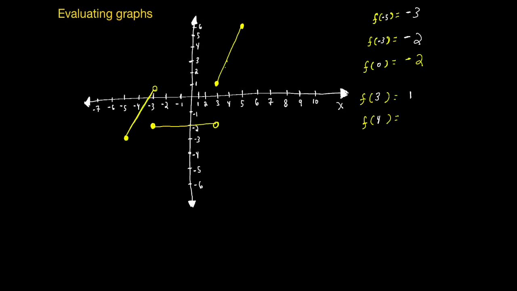And then finally f of 4. 4 is right here. So let's see what value gets hit on the graph. And the y value that corresponds to this point is going to be positive 3. So f of 4 is positive 3.